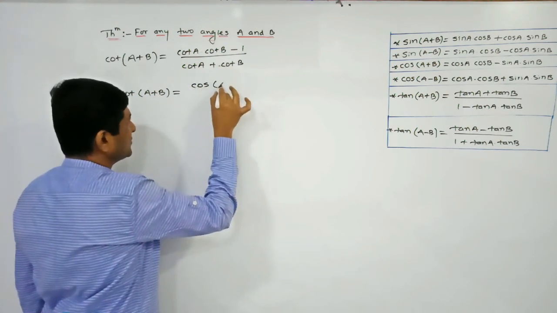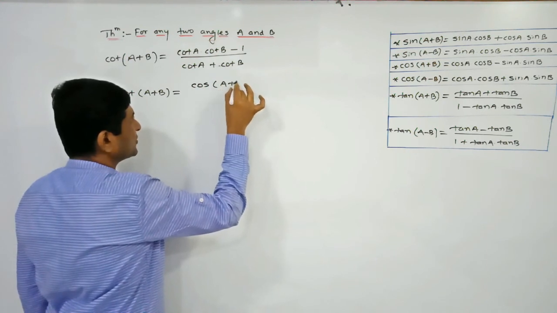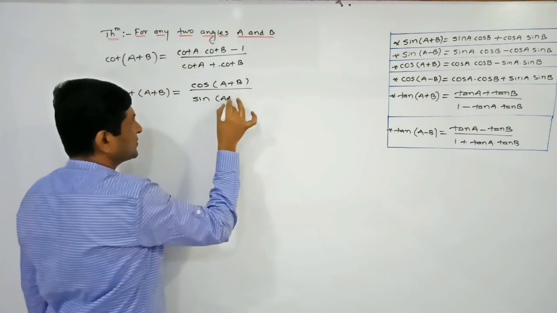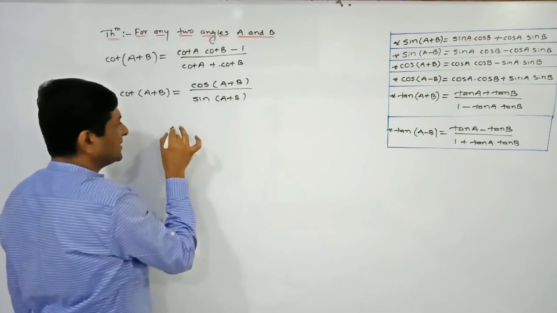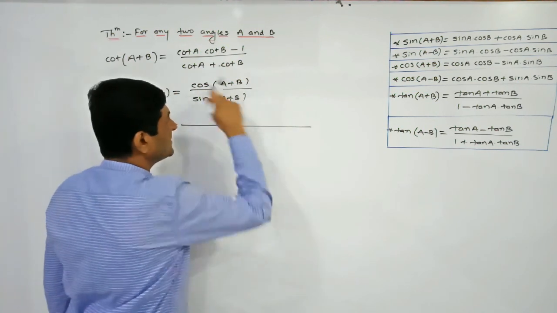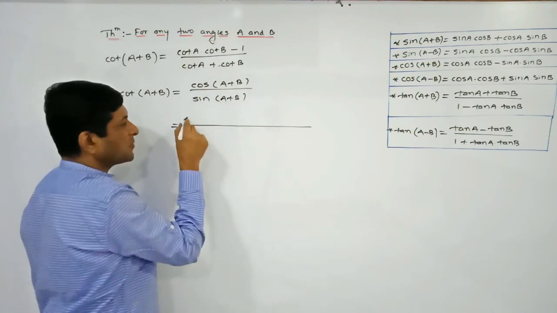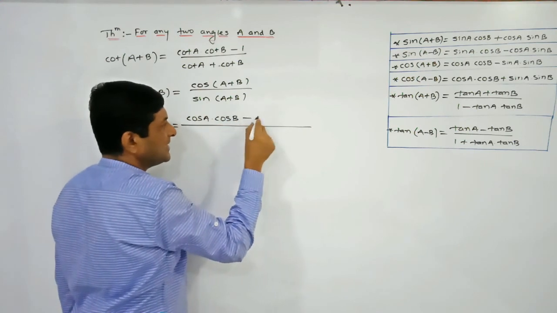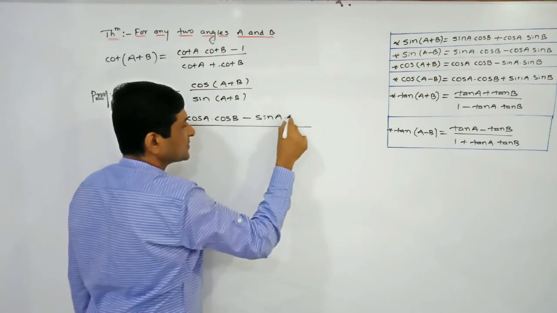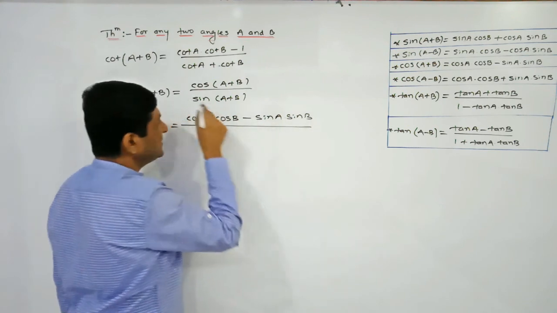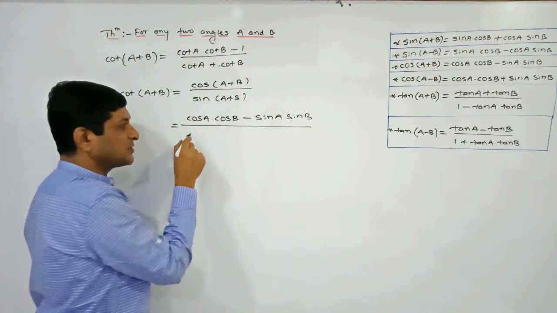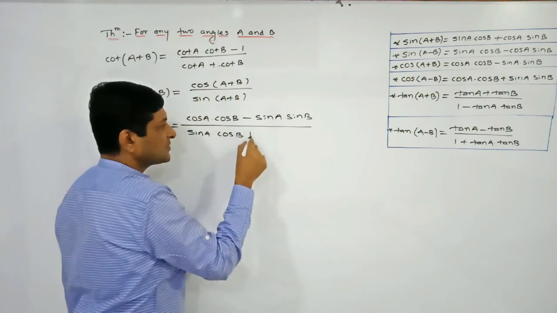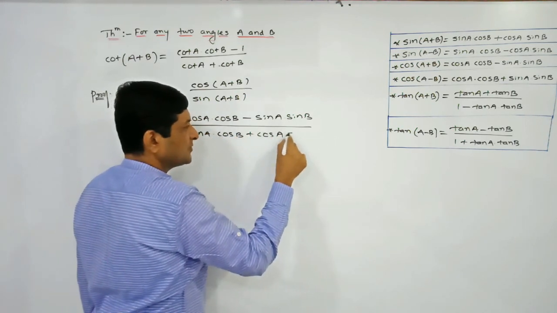Cos upon sin. So cot A plus B can be written as cos A plus B divided by sin A plus B. So already we have some formulas for cos A plus B and sin A plus B. What is the formula of cos A plus B? That is cos A into cos B minus sin A into sin B. And in the denominator sin A plus B is equal to what? Sin A into cos B plus cos A into sin B.